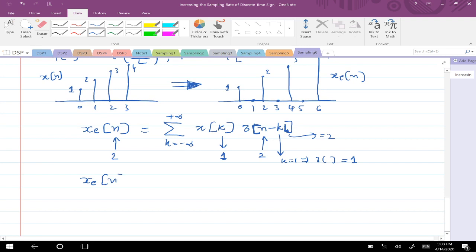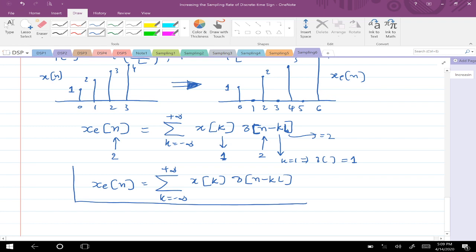I'll rewrite it here again. Xe of n is equal to the summation, k varying from minus infinity to plus infinity, x of k into delta of n minus kL. So the rest of the explanation or analysis is based on this.